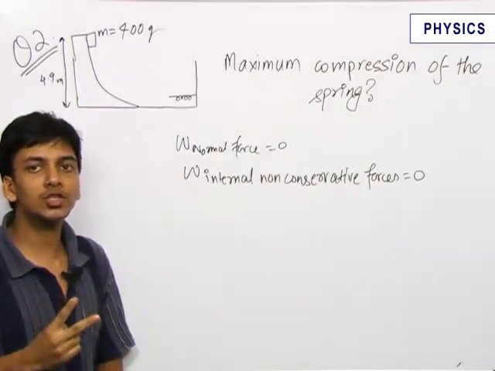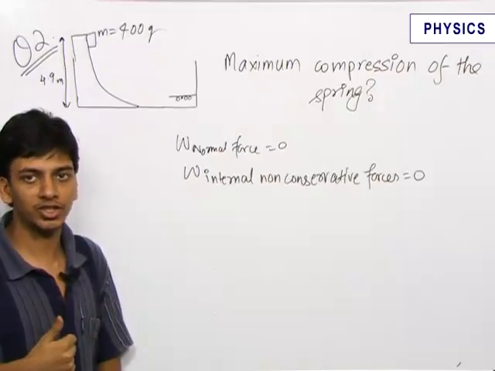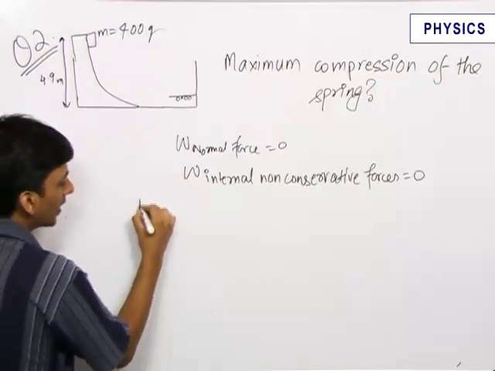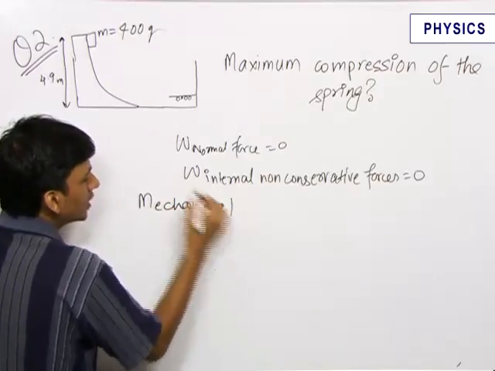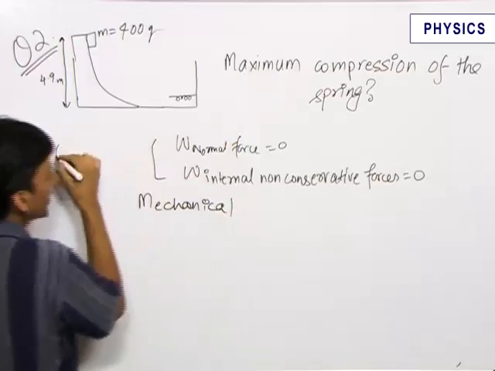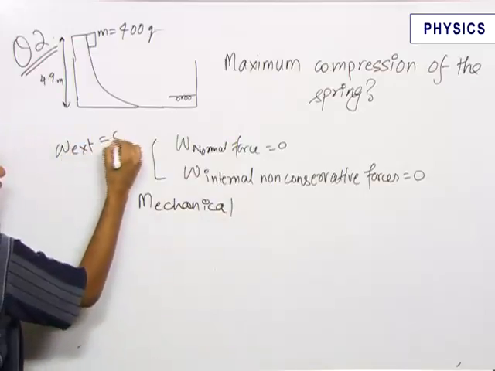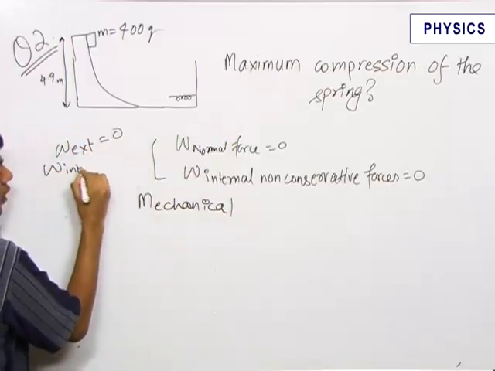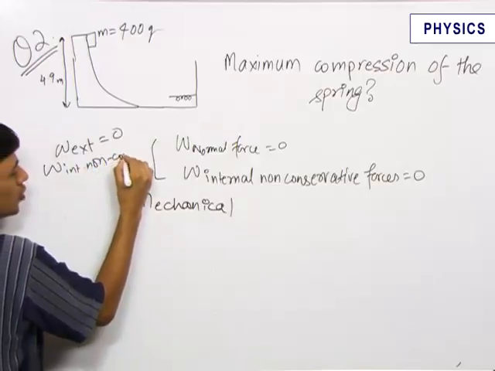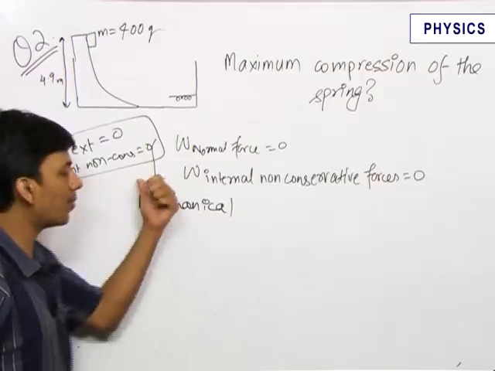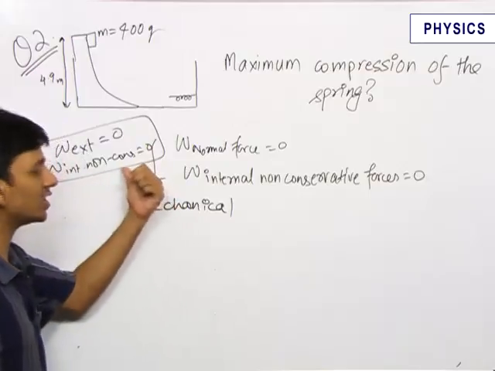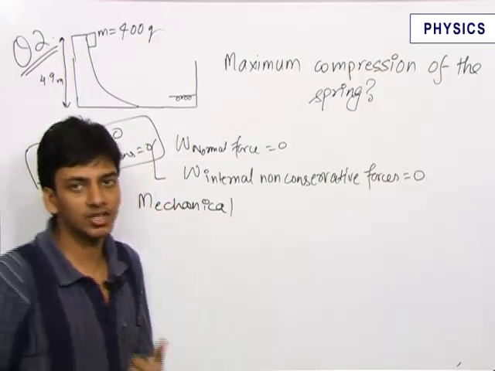Under these two conditions, you can always apply the mechanical energy conservation. Whenever you apply mechanical energy conservation, you must keep in mind these two conditions, that work done by external forces should be 0 and work done by internal non-conservative forces should be 0. People generally forget these two conditions and make a mistake. So please check these two conditions before applying mechanical energy conservation.